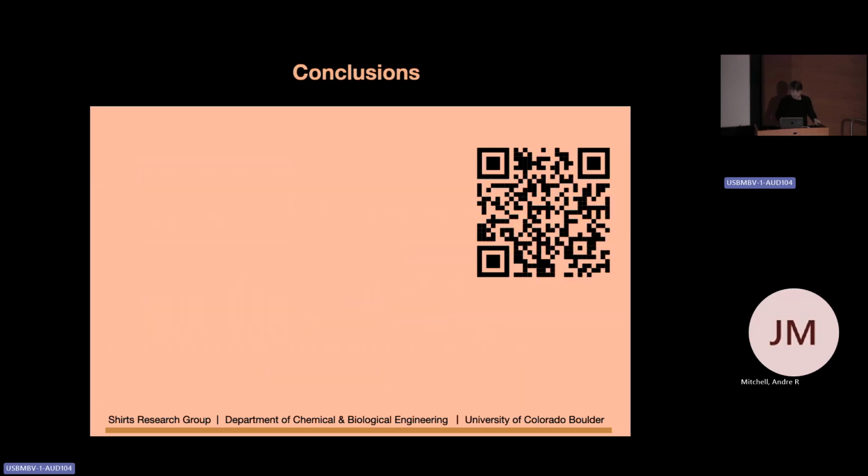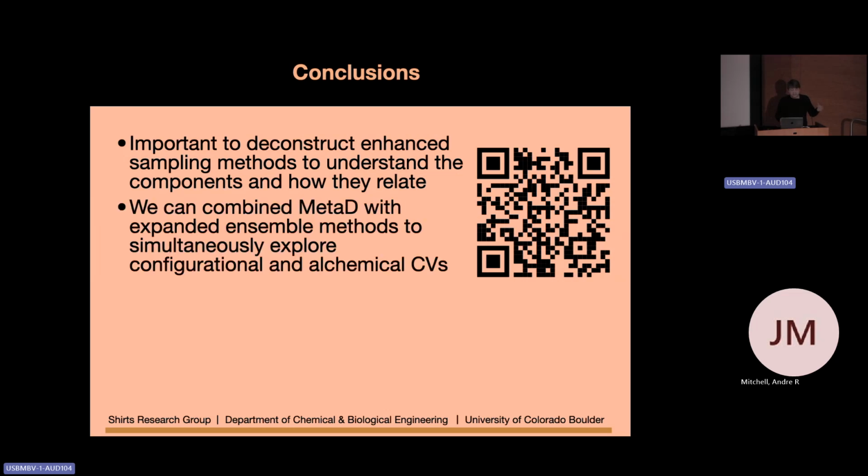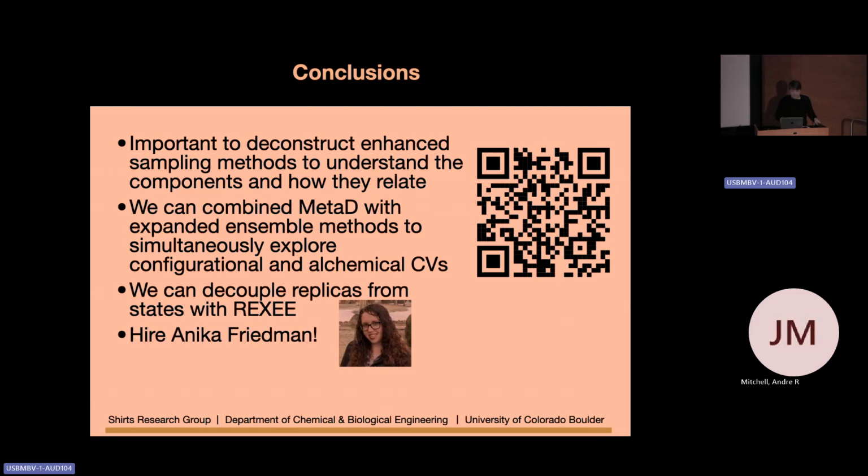So, conclusions. It's important to really sit down and think and deconstruct enhanced sampling methods to understand the components and how they relate. If you understand the components and how they fit together, you can really start remixing them in ways that have real advantages. We can combine metadynamics with expanded ensemble methods to simultaneously explore configurational and alchemical CVs. We can decouple replicas from states with REXEE.